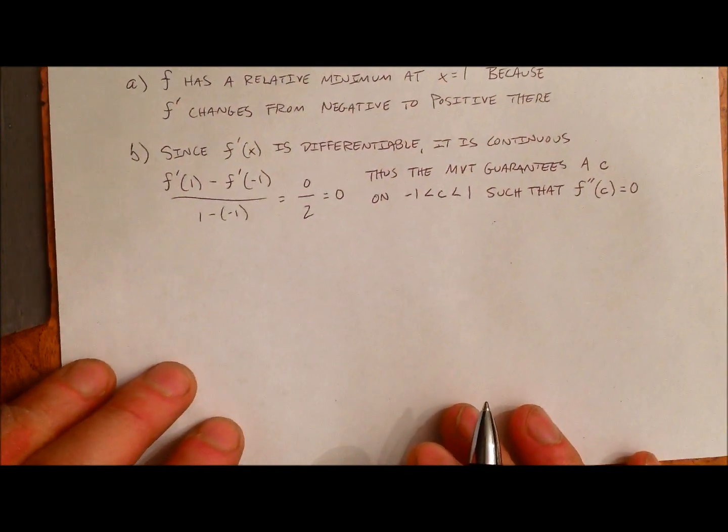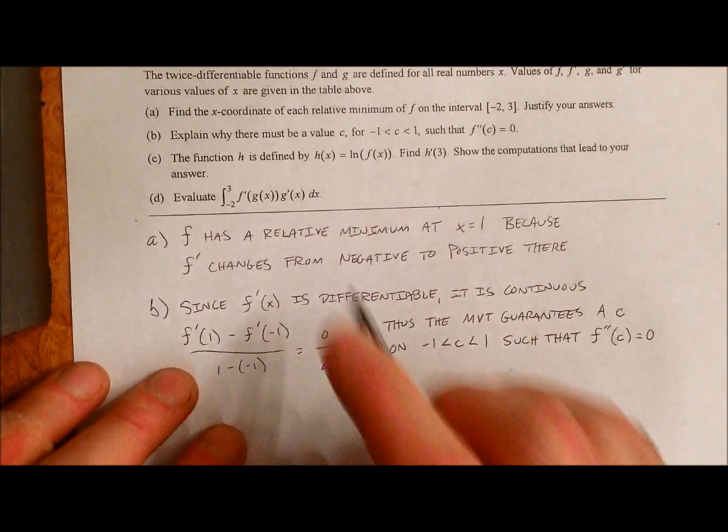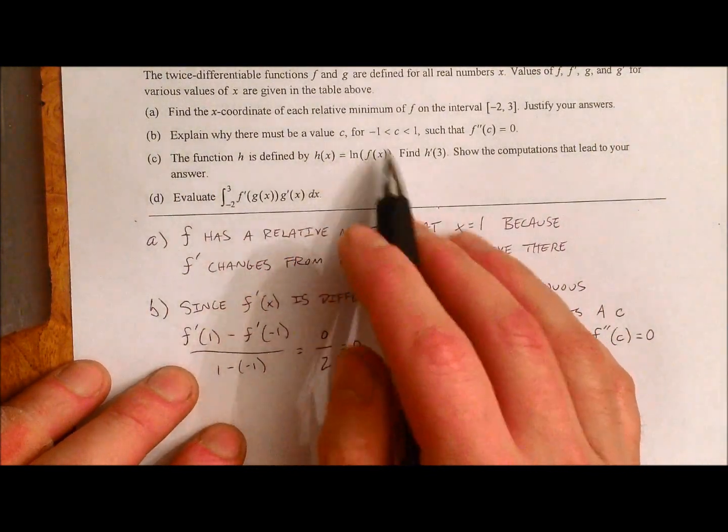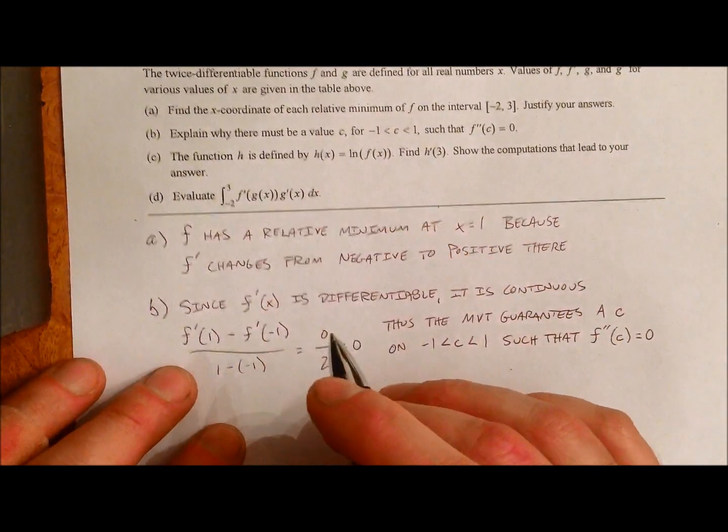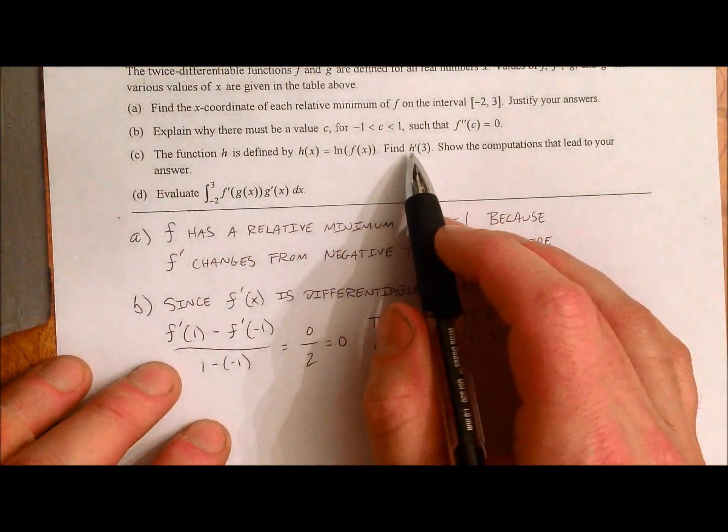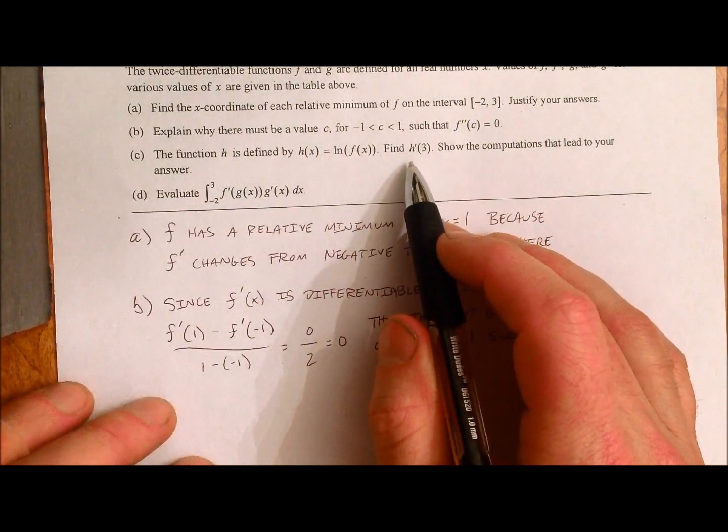Okay, for part C, the function h is defined by that. This is an embedded function, f inside of the natural log, and then they ask about h prime. This is just a clear signal for the chain rule.